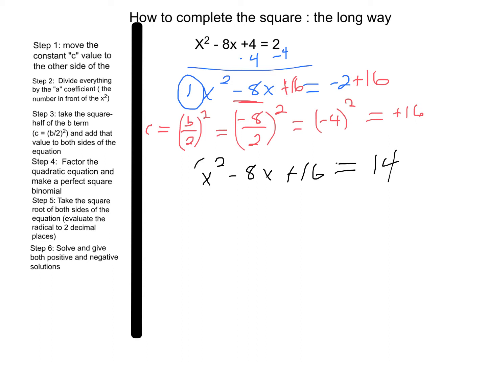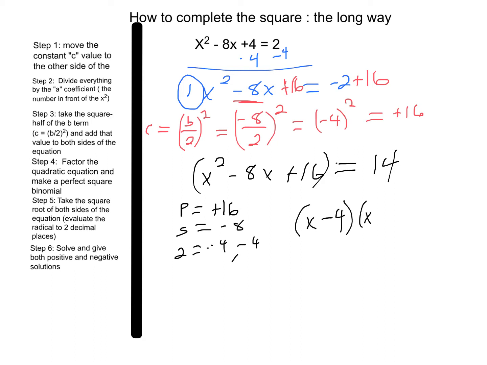Okay. Now, next step says to factor this. So using our PS2, our product is positive 16. The sum is negative 8. So the two numbers that do this are negative 4 and negative 4. Okay. So we're going to factor this as x minus 4 times x minus 4 is equal to 14. Or, more properly, we have x minus 4 squared equals 14.